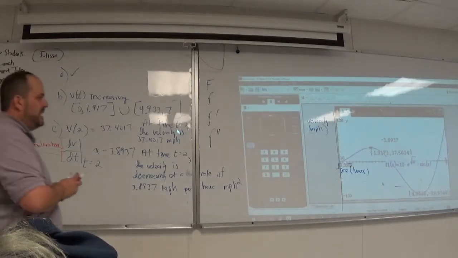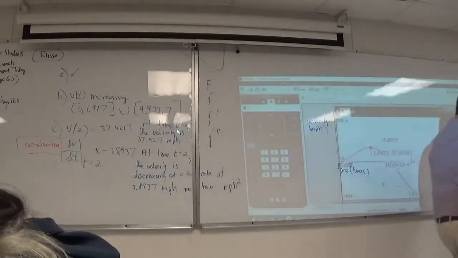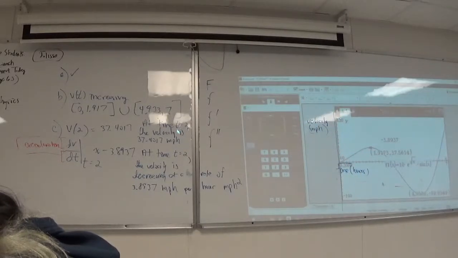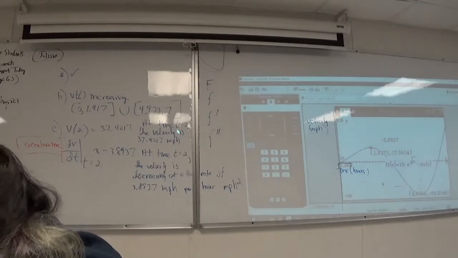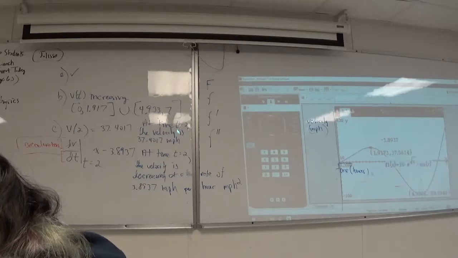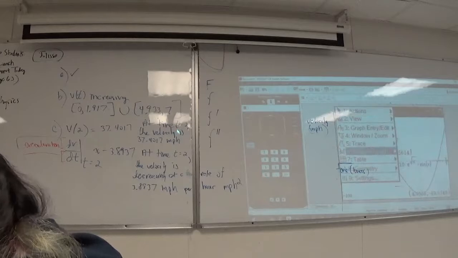Okay, so with that said, let's push your thinking a little bit more. I want to know what the acceleration is at the time when the particle comes to rest for the second time. When that particle comes to rest for the second time, what's the acceleration?